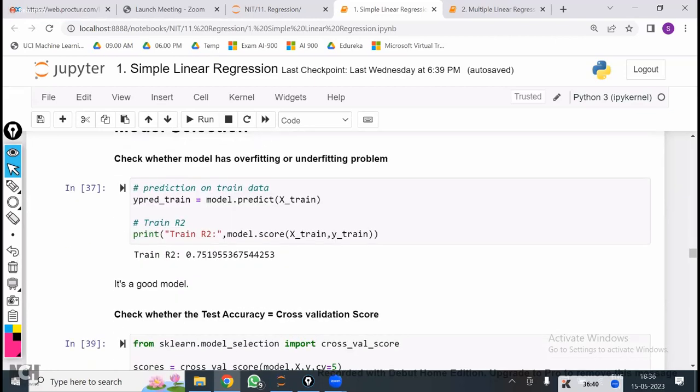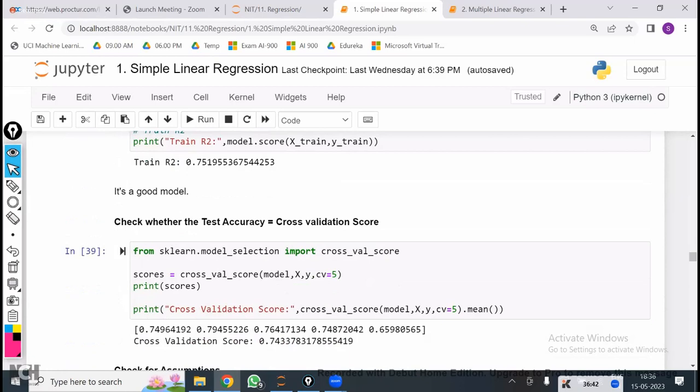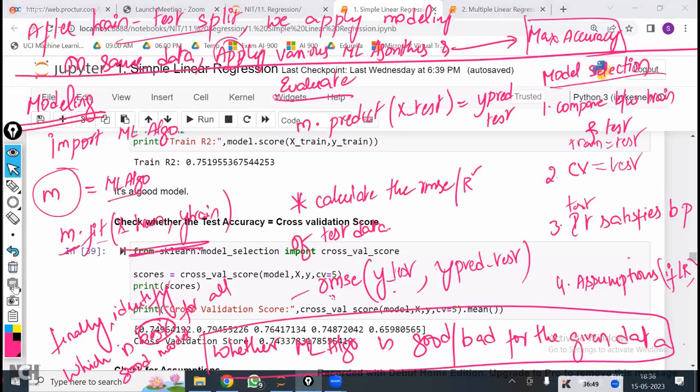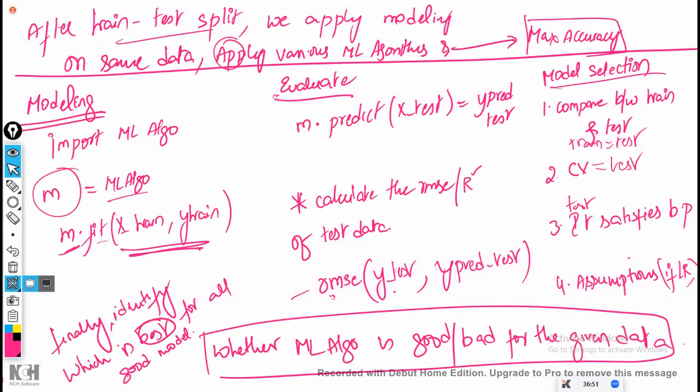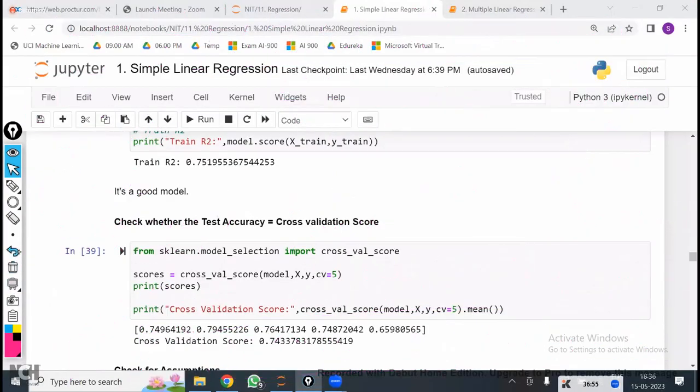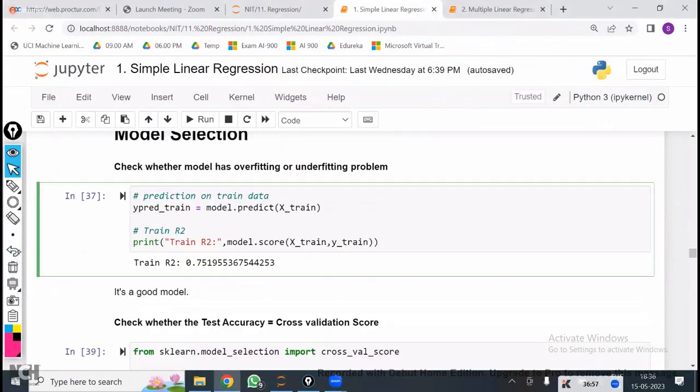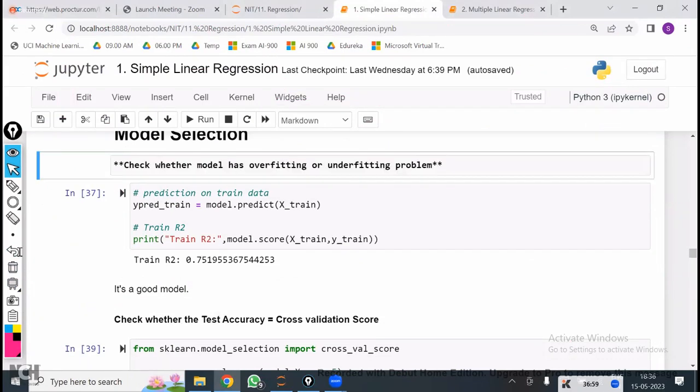What is the second step? Whether test accuracy is equal to cross validation score. This is the second step. What is the third step? If test accuracy is satisfying the business problem. So these three things we have to do. First, I'm going to check checklist number 1.